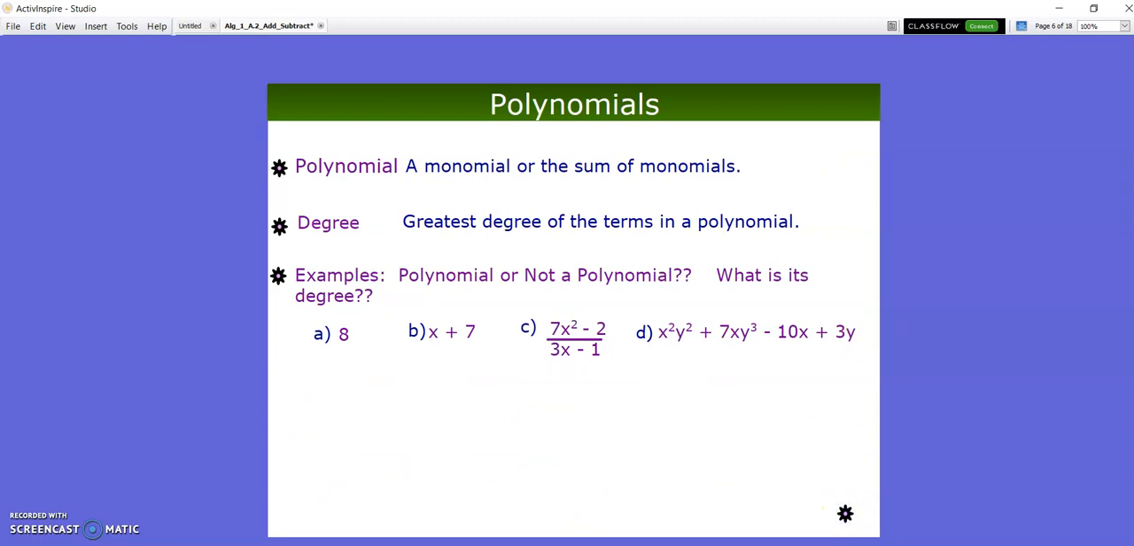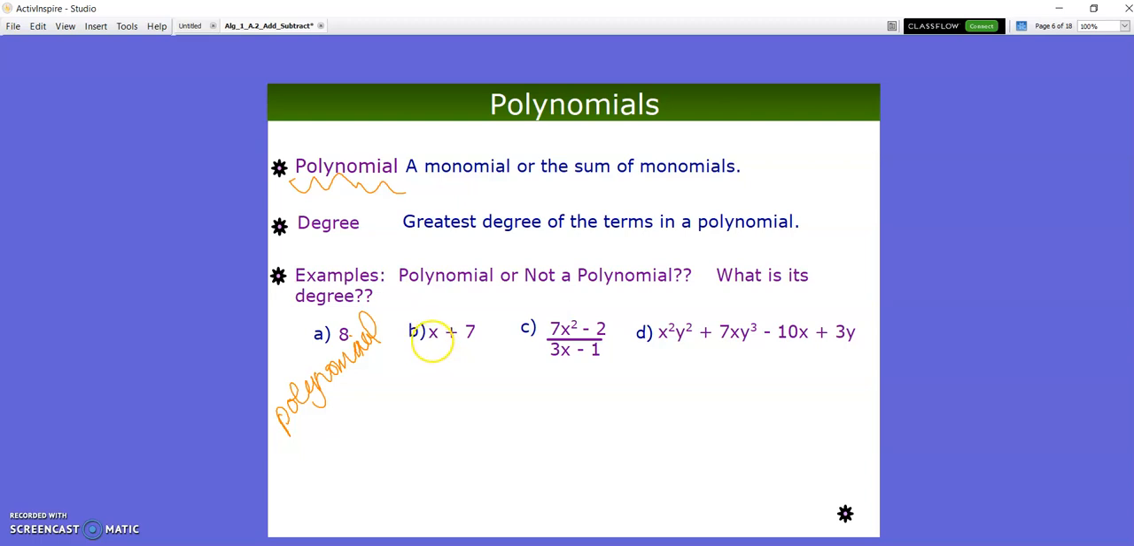All right, if I have more than one clump of multiplication and it's, let's say, added or being subtracted, then it's called a polynomial. More than one. It's a monomial, or it could be the sum of monomials. The degree is the greatest degree of the terms in a polynomial. So let's take a look. We already said that 8 is a monomial. So is it a polynomial as well? Yes. So this one's a polynomial. Think of polynomial as the overarching category, and then monomial is specific to being just one clump of multiplication.